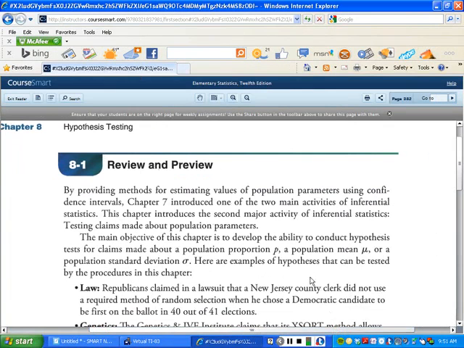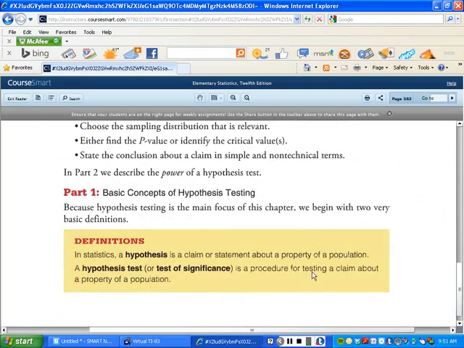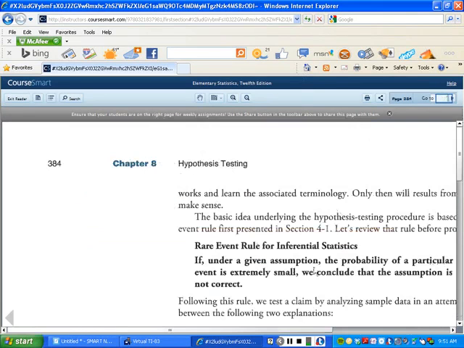All right. Starting on page 382. Hypothesis test. Page 382, hypothesis test. Right there. Bam. Moving over to page 384.